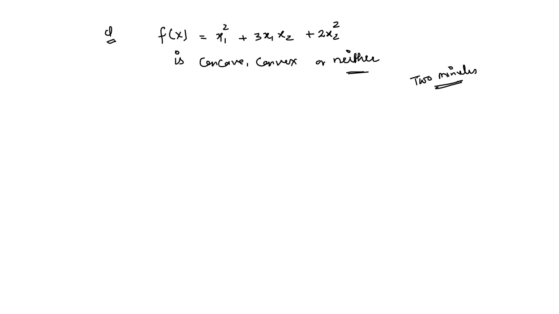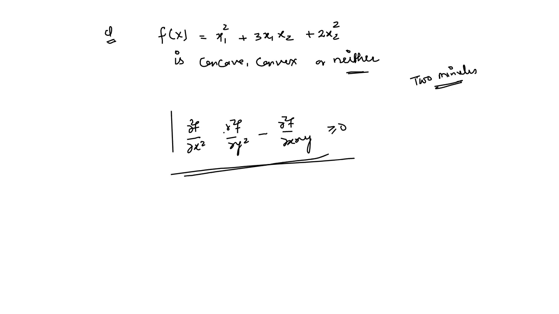To find out the concavity or convexity, the condition is del square f upon del x square into del square f upon del y square minus del square f upon del x del y, squared, is greater than or equal to 0. In each case, if this value comes less than 0, that means negative. So we write directly: neither concave nor convex. You have to check this value.